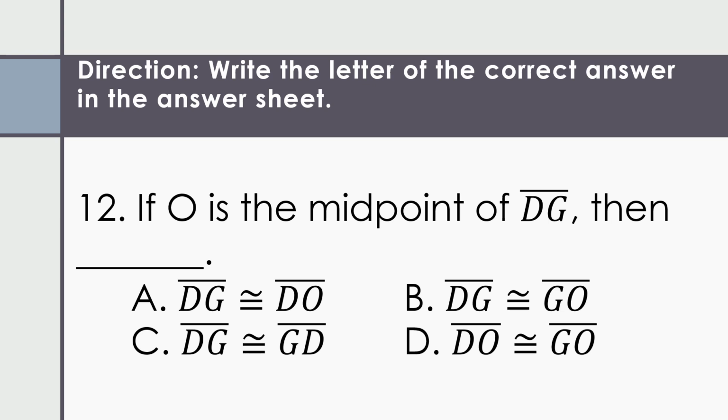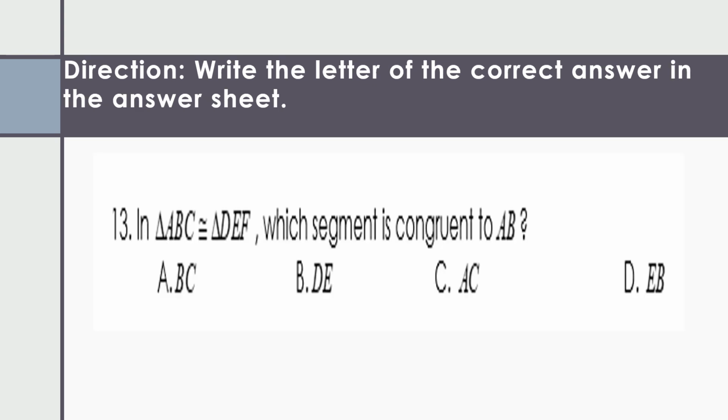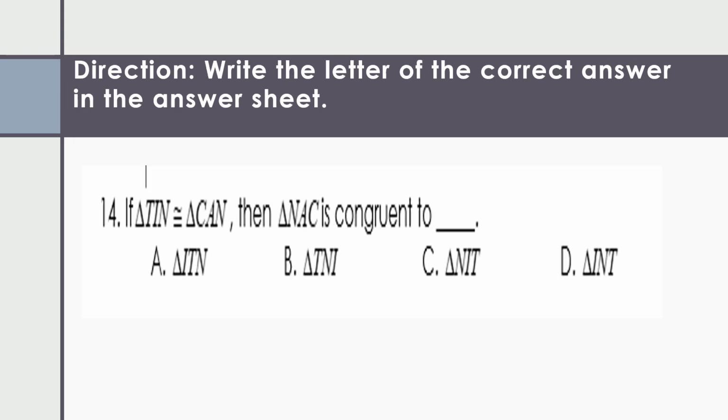If O is the midpoint of TG, then TO is congruent to GO. If triangle ABC is congruent to triangle DEF, which segment is congruent to AB? It is DE. For number 14, if triangle TIN is congruent to triangle CAN, then triangle NEC is congruent to, what do you think? Letter C.